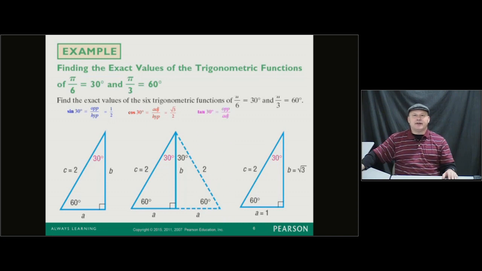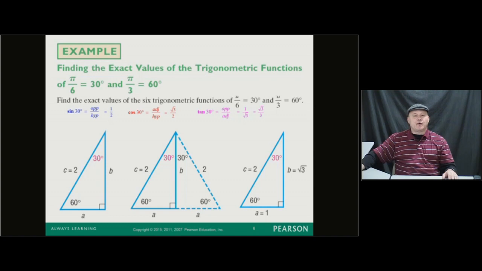Now the tangent of 30 degrees is opposite over adjacent. So that's going to be a over b, 1 over square root of 3. And rationalizing it is square root of 3 over 3.